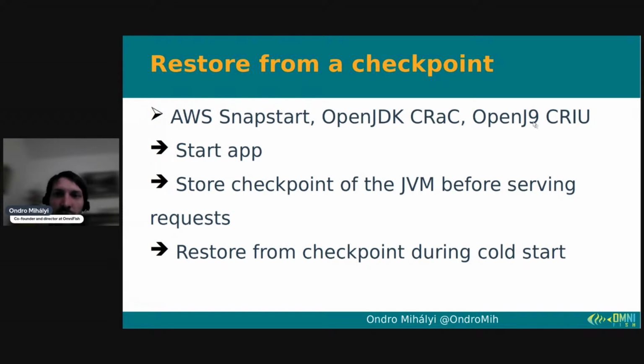And then there is OpenJ9, which is a different JDK implementation, separate from OpenJDK, and it has its own CRIU mechanism, which I don't remember what it stands for, but it's very similar in concept.